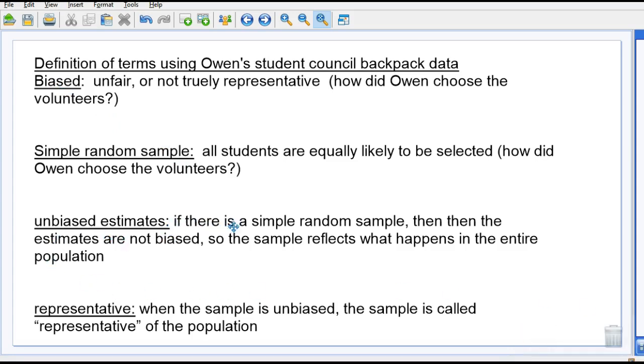Unbiased estimates. If there is a simple random sample, then the estimates are not biased, so the sample reflects what happened in the entire population. So instead of getting every single person to answer, if we just get a sample and that's random, we can make assumptions about the entire population.